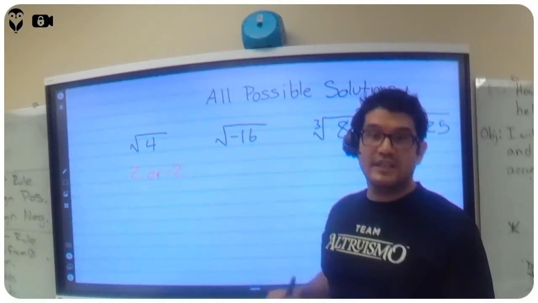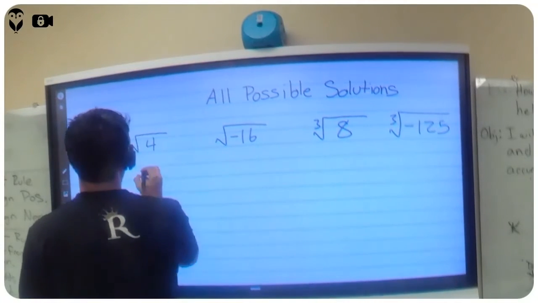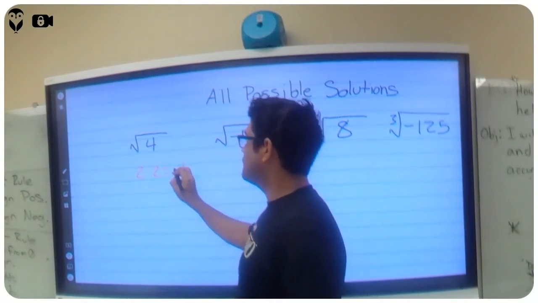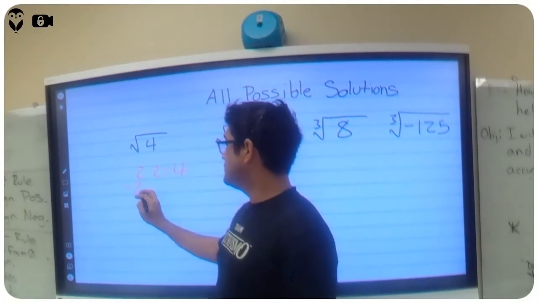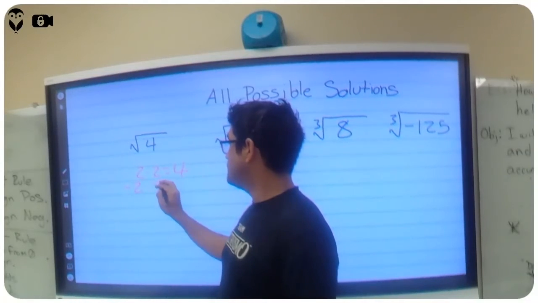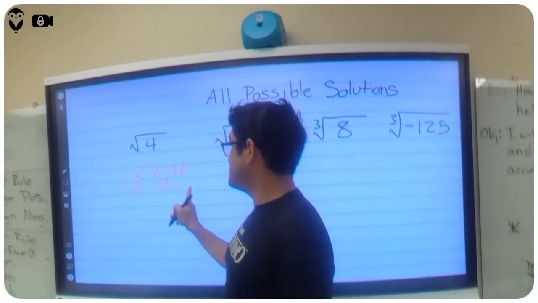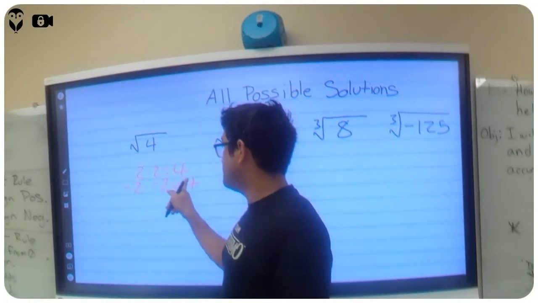Okay, 2 or negative 2. Why? How is negative 2 an answer, Mr. Kessler? That makes no sense. Okay, well, let's try them out. 2 times 2 equals 4. Let's try negative 2 times negative 2. What does that give us? A negative times a negative is going to make a positive. 2 times 2 is 4. A number times itself that makes 4.